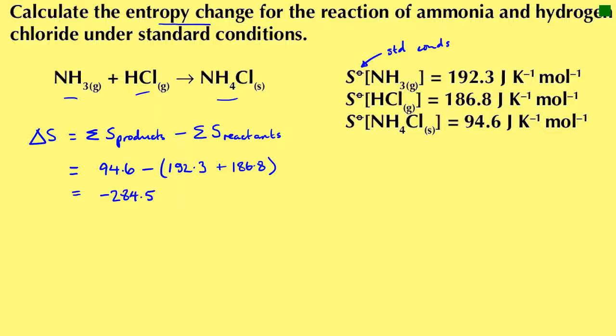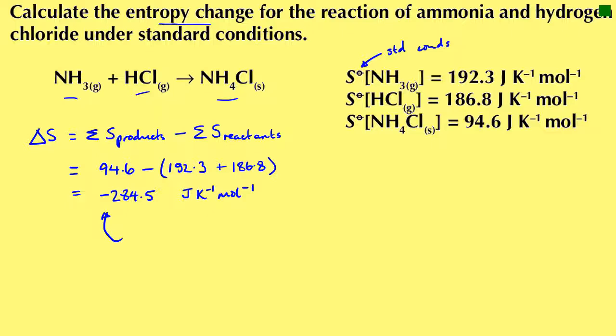Let's be careful about the units. Joules per Kelvin per mole are the units of entropy change. And the last thing to notice about this is the negative sign there. That means that there's less entropy in the products than there was in the reactants.